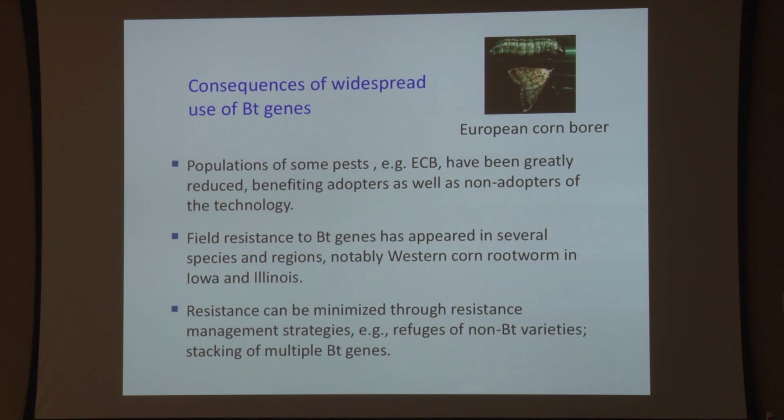There has been field resistance developed in several species and regions. One of the ones that's a concern here is western corn rootworm in Iowa and Illinois. It's considered that resistance can be minimized through resistance management strategies, so using refuge of non-Bt varieties or stacking multiple Bt genes. So it's certainly a concern, but I think one that is manageable with appropriate stewardship.